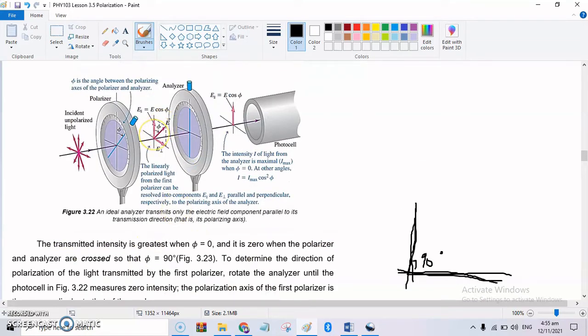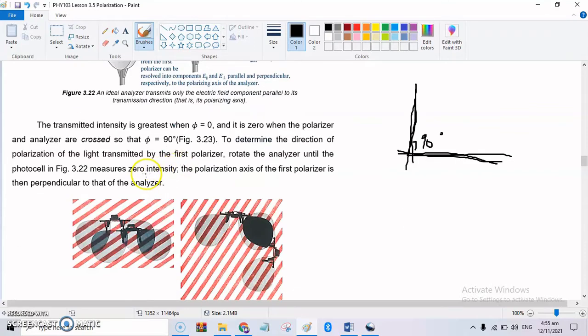So, there will be zero intensity if they are both perpendicular, or if they form 90 degrees. When this one is horizontal and it is perpendicular to the vertical line of the analyzer, there will be zero intensity. And you can determine the direction of polarization when that happens.